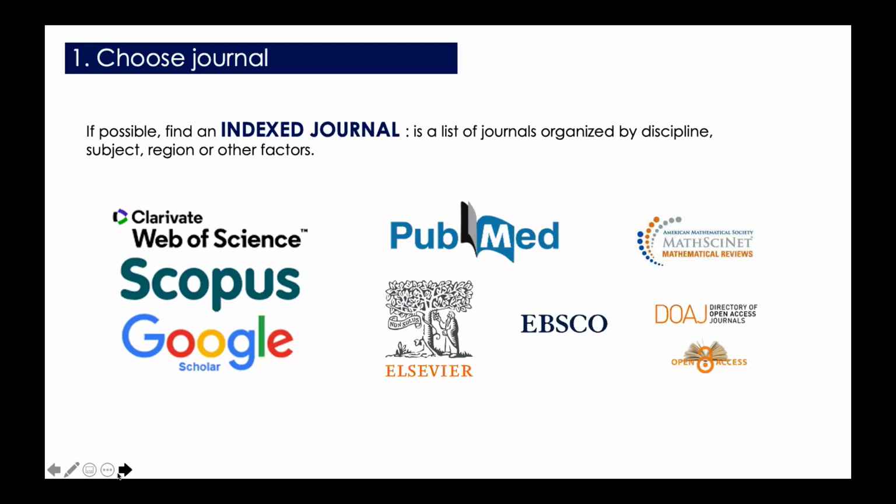For example, WOS, Web of Science, Scopus, Google Scholar, PubMed. This is basically for the medical, dentistry, or pharmaceutical field. Elsevier, EBSCO, Mathematics Science Net, DOAJ, Directory of Open Access Journals. So these are examples of organizations that are commonly used or chosen as index journals.